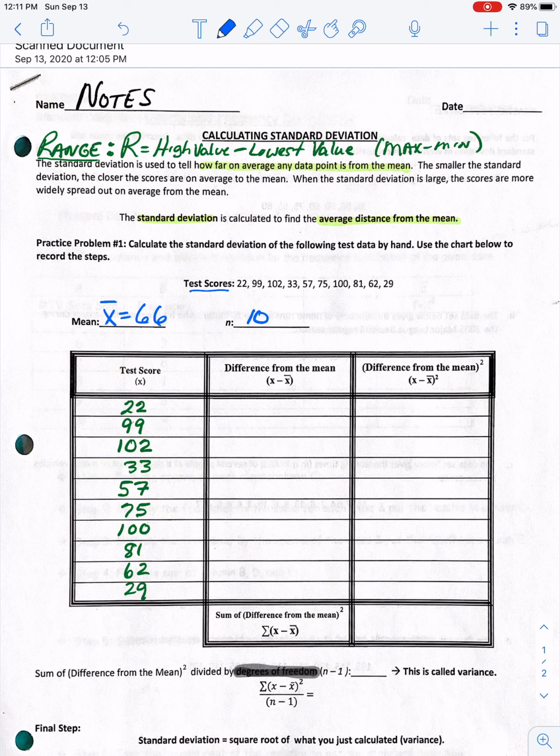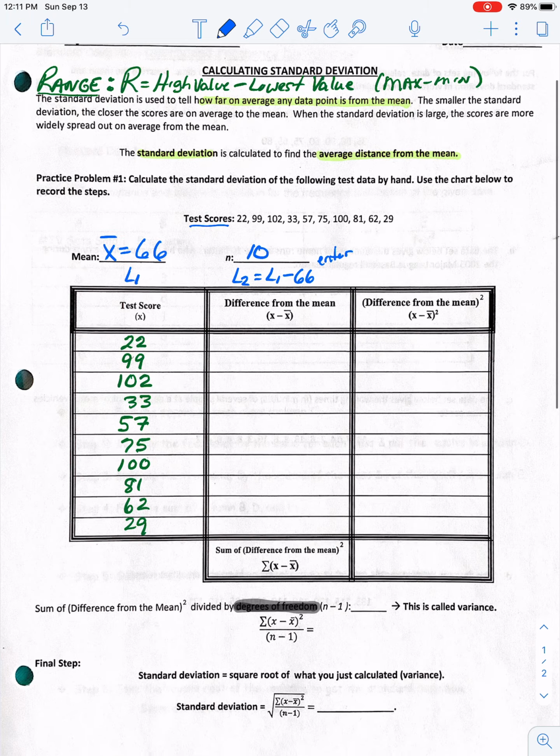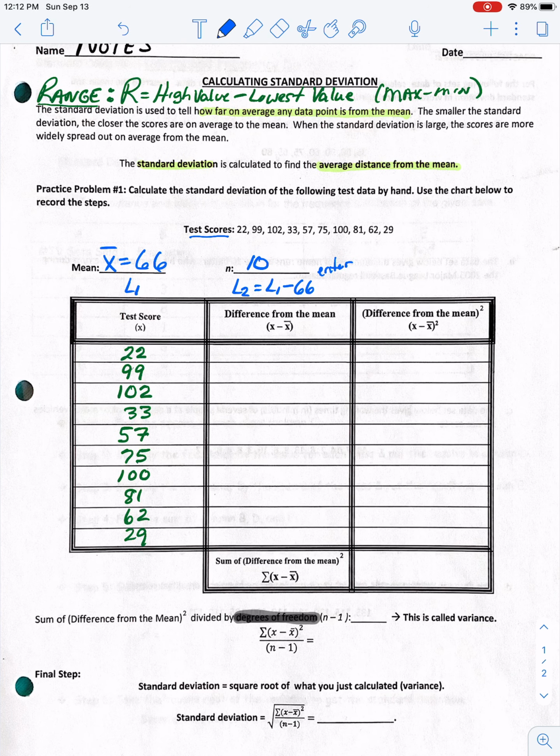There's a couple things you could do. I wrote these numbers in this first column. You could load those into your L1 on the calculator. Again, you don't have to do this, just a suggestion. Then we could go up into the title of L2 on the calculator, highlight that and tell it a little formula. You could tell it L1 minus, in this case, 66, which is going to be your mean. So then if you press enter, the calculator will fill L2 with those distances, or the differences from the mean.